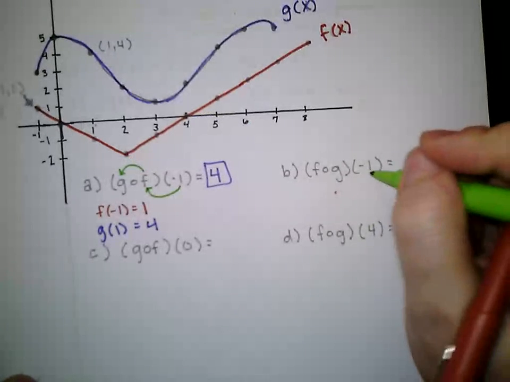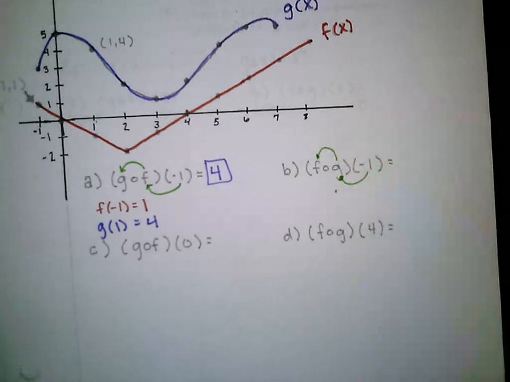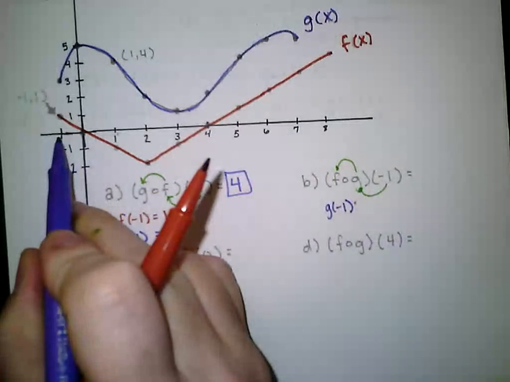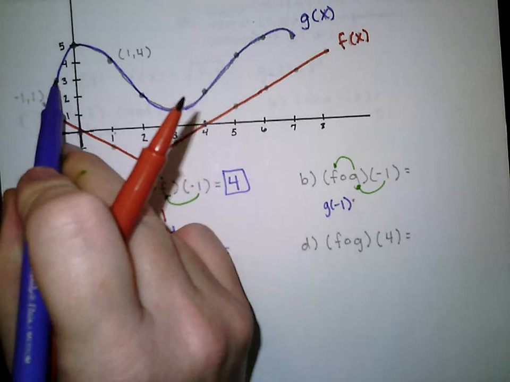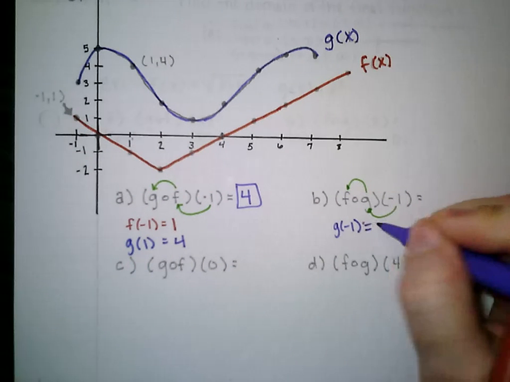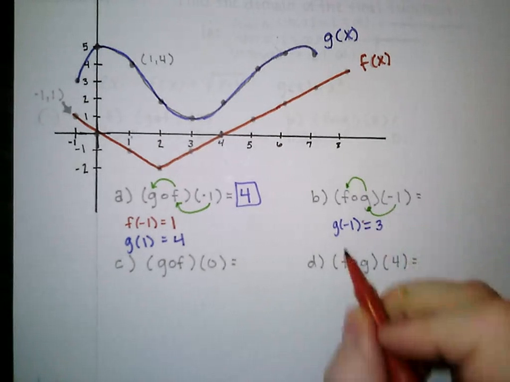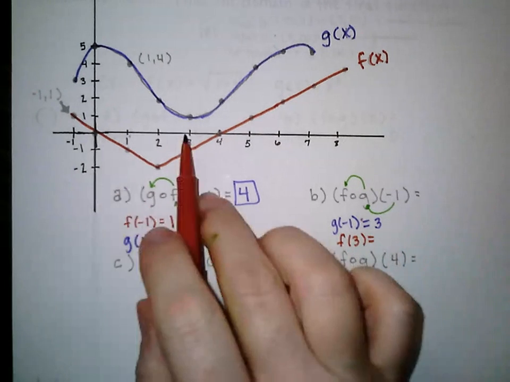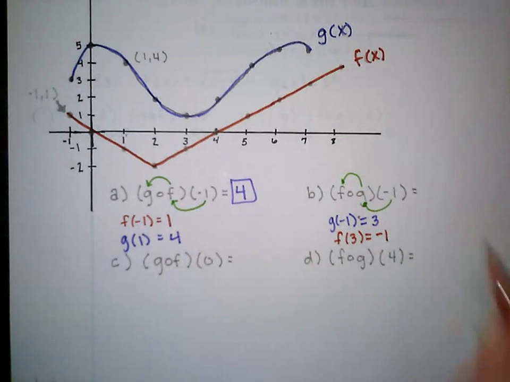B, negative 1 goes into g. Whatever I get out goes into f. So g of negative 1 is what I need first. When x is negative 1, g of x is up here at 3. So g of negative 1 is 3. Then that needs to go into f of x. So f of 3 would be, when x is 3, f of x is negative 1. So negative 1. That's how we end up.